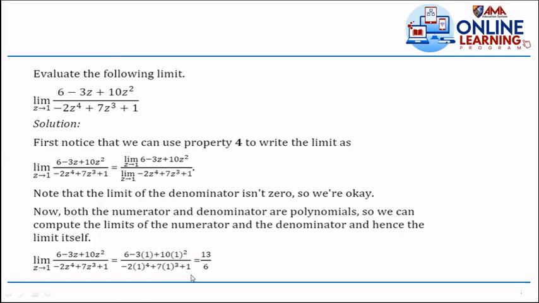Okay? So, simplifying, 3 times 1 is 3, no? 6 minus 3 is 3 plus 10, we have 13. Okay? So, sa baba, negative 2 multiplied by 1 raised to 4, 1 pa rin. So, 1 times negative 2, we have negative 2 plus 7. Kasi 1 raised to 3 is 1. So, negative 2 plus 7 is 5. Plus 1, we have 6. So, the answer is 13 all over 6.